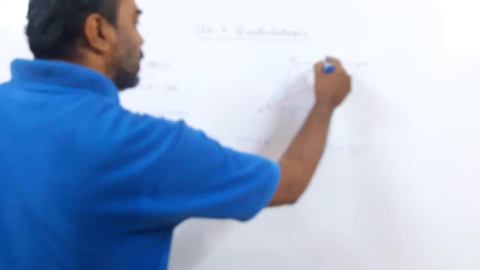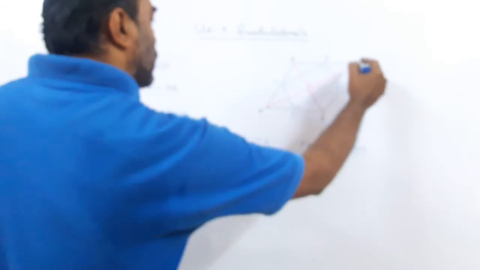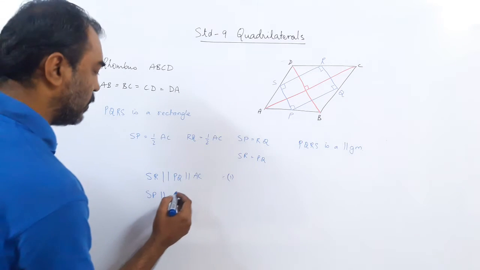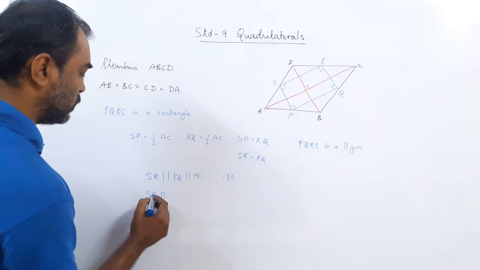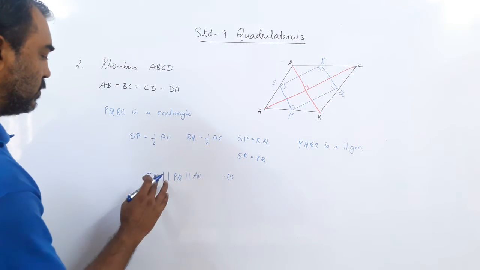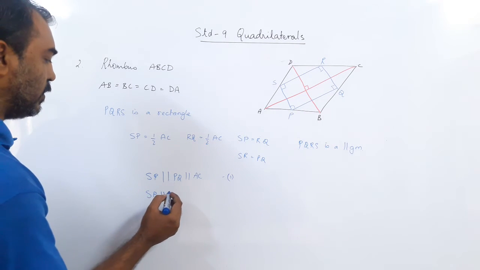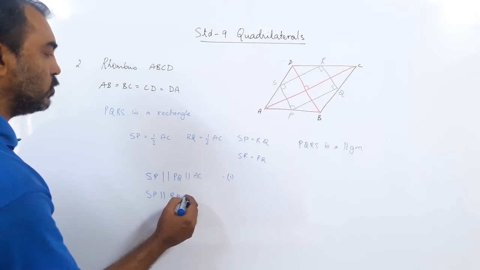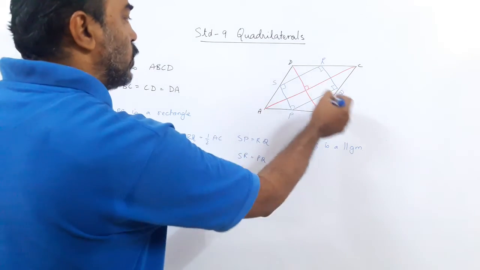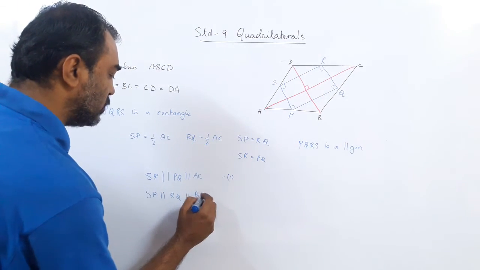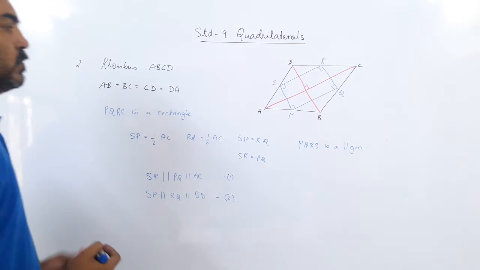So we have got SR parallel to PQ, parallel to AC. Also SP parallel to SR. Okay, we got SR, so now we are going to take SP. SP parallel to RQ, parallel to BD. So this is result 2.